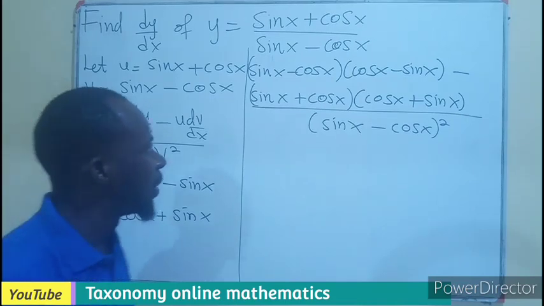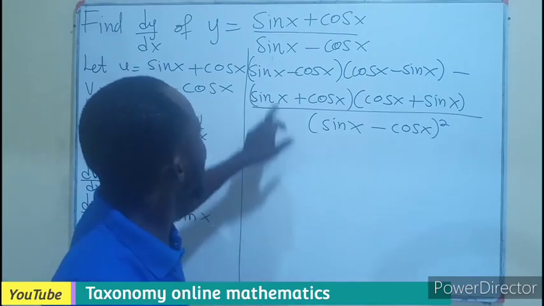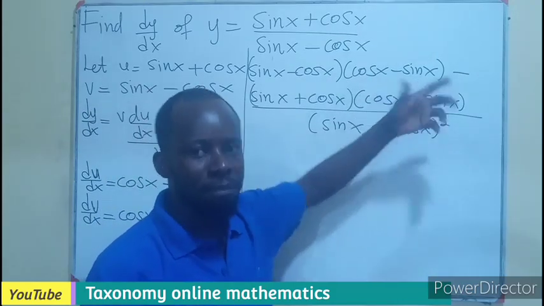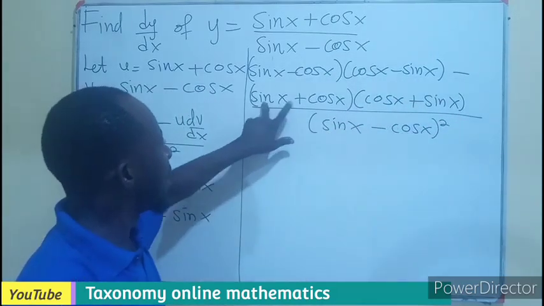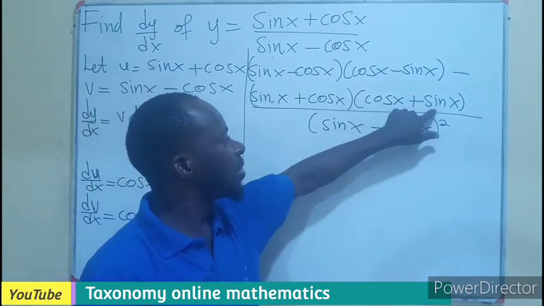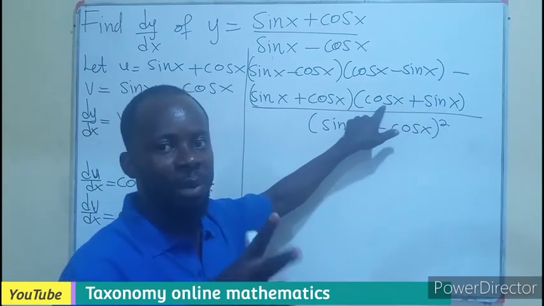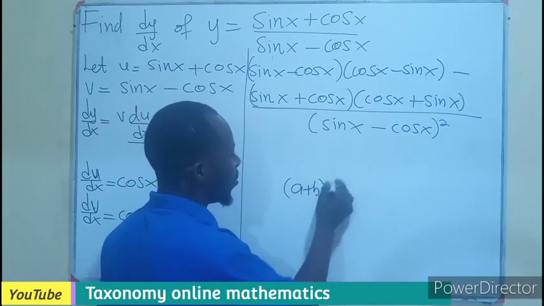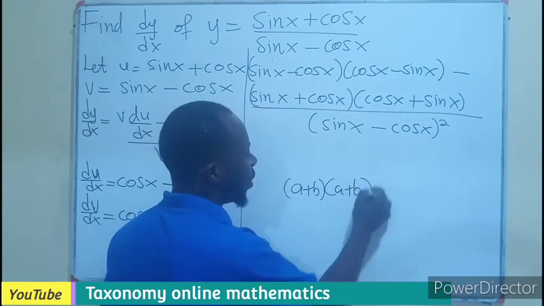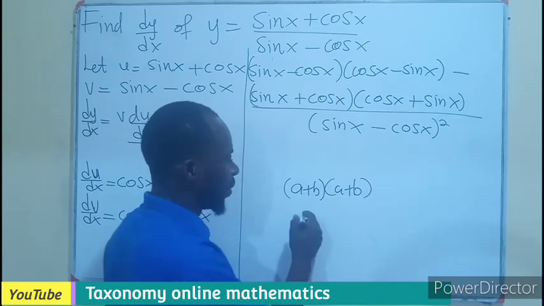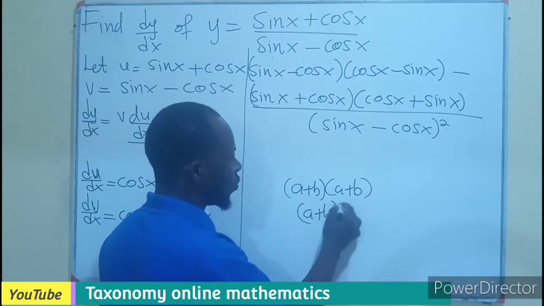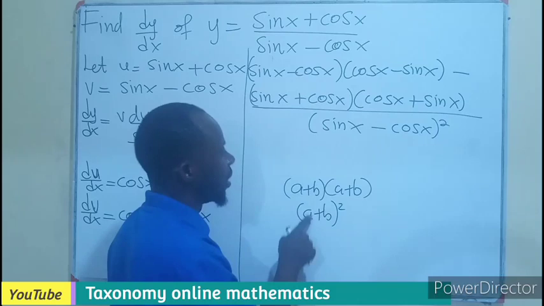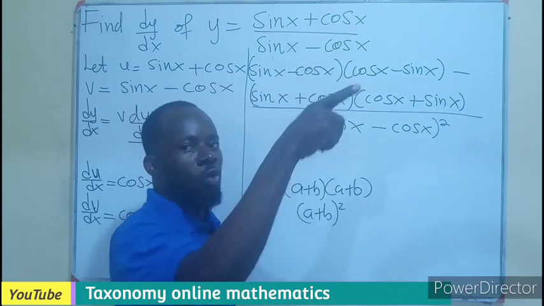So we do our manipulation with the numerator. Sine minus cos, cos minus sine. We can manipulate that. Sine plus cos, cos plus sine, which is the same. Sine plus cos, we can change the position. So if you have a plus b multiplying a plus b, you know there are two brackets, so a plus b squared will be easy to write. So the whole of this will become (sin plus cos) squared.